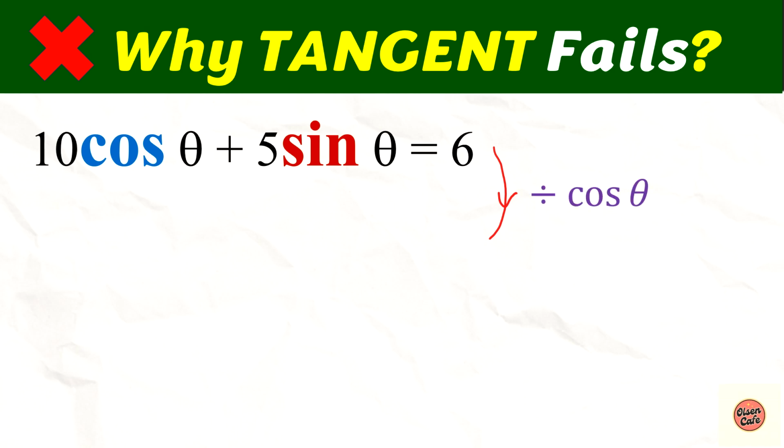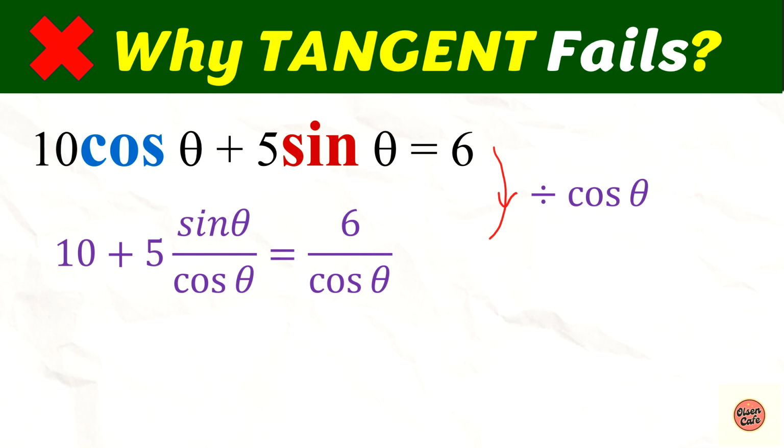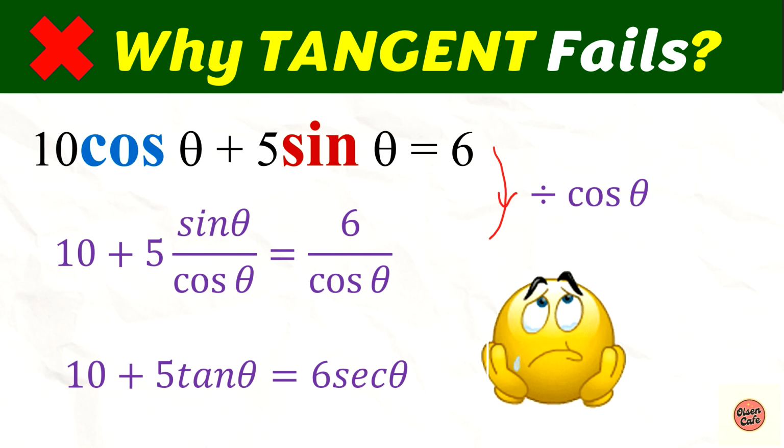Now, when this happens, I will get 10 plus 5 sine theta over cosine theta, and then on the right hand side I will get 6 over cosine theta. Now when I change this, this will give me 10 plus 5 tangent theta equals 6 secant theta.